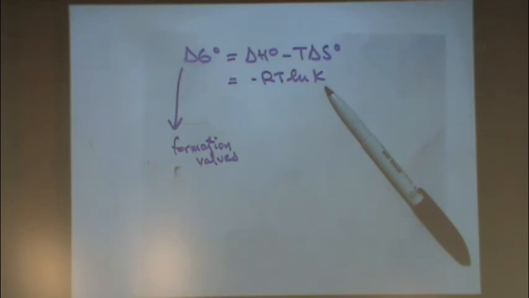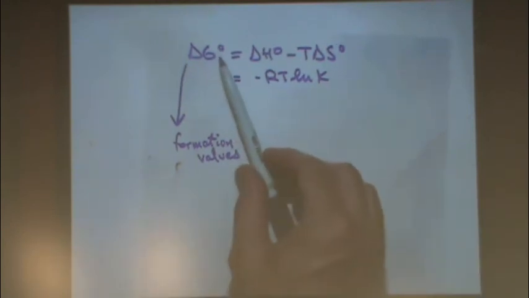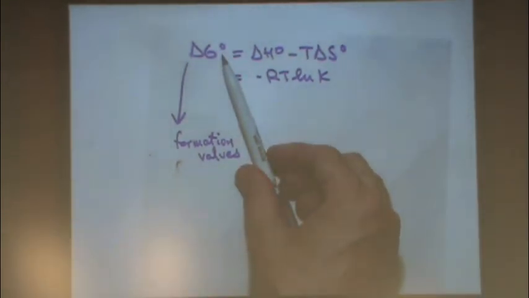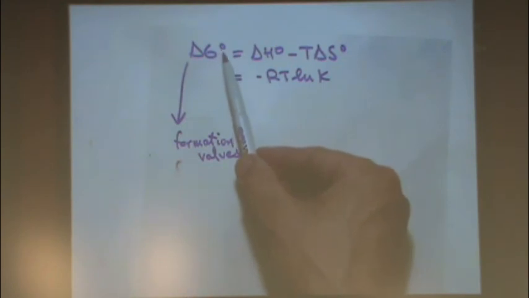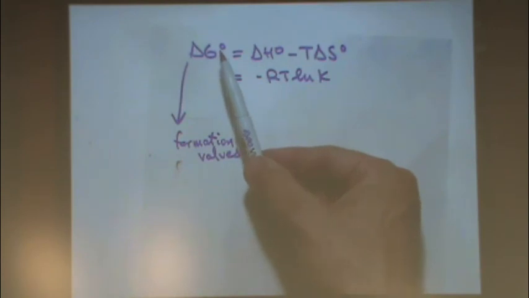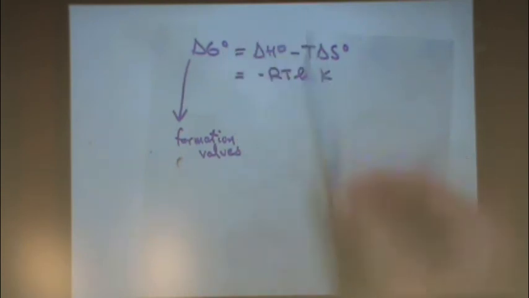Yes? How can you tell when you're asked to find delta G naught versus delta G when it's not at standard? How do you know if you're asked for delta G naught or delta G? Yeah. We have to specify if there's a zero here or not. That's the only reason. Or the word standard. Yeah. That's it.